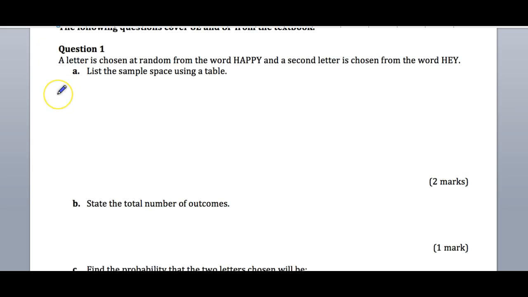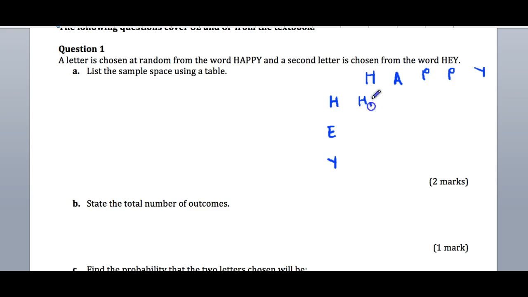Question 1, a letter is chosen randomly from the word happy and a second letter is chosen from the word hey. List the sample space using a table. So I'm going to write it over here because I want to keep it for the questions later on. So we'll write happy at the top and then hey on the side. And then your sample space, we do the letter from happy first and then the letter from hey second.